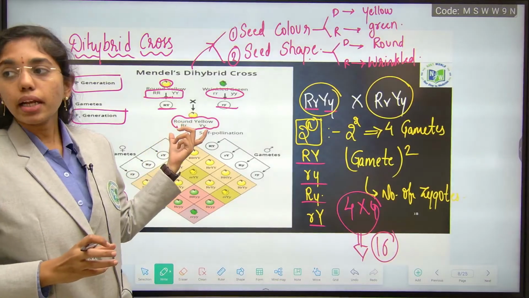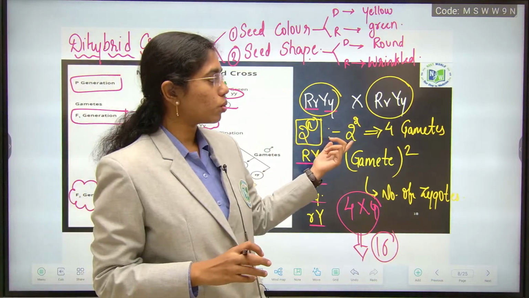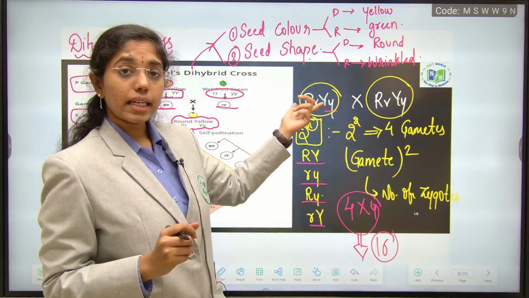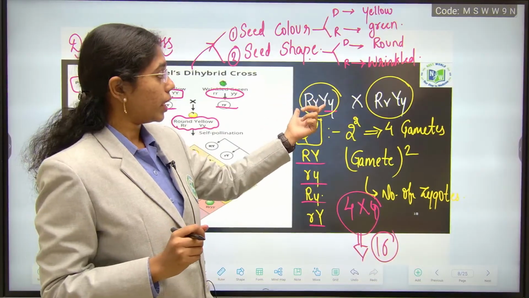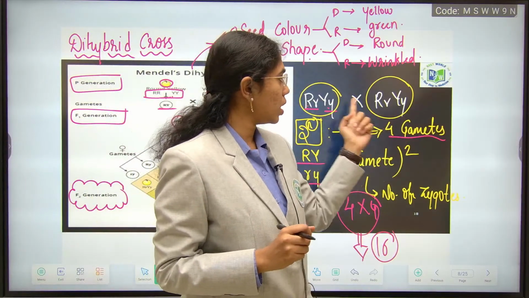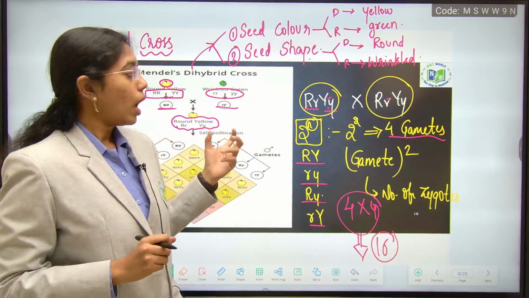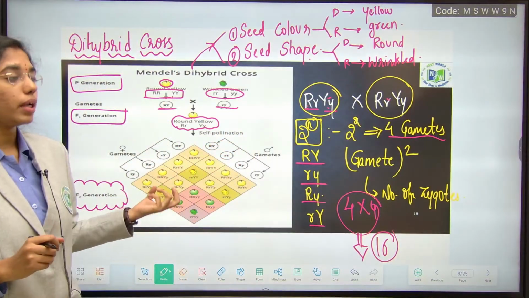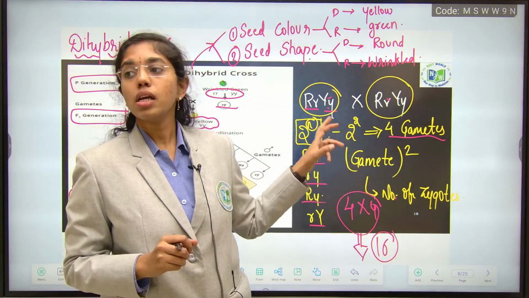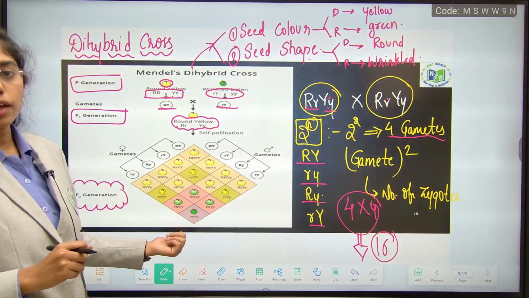To identify the types of gametes involved, the formula is 2 to the power of n, where n is the number of heterozygous alleles. Let us calculate for each parent. Here heterozygous alleles are 2, so 2 to the power of 2 is 4 gametes; from each parent 4 gametes are involved. Now how many zygotes are formed in F2 generation? To identify the number of zygotes, the formula is gamete square. 4 into 4 will give you the number of zygotes, that is 16.